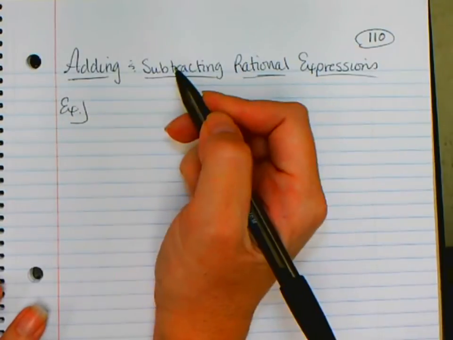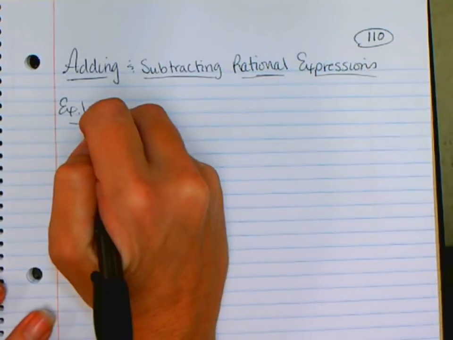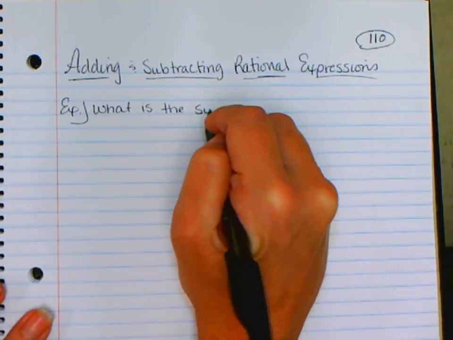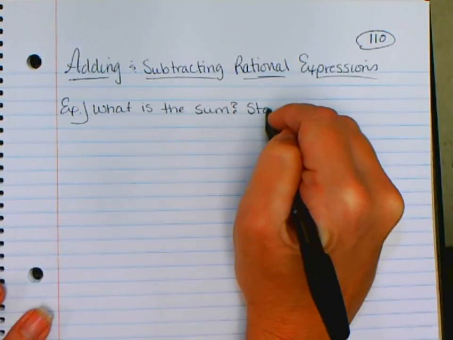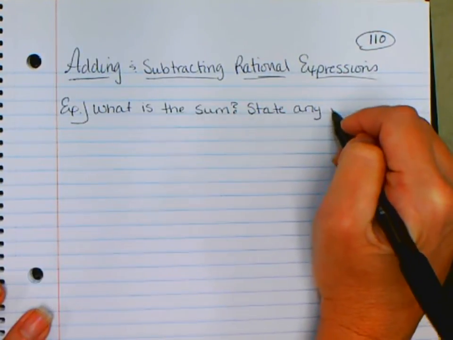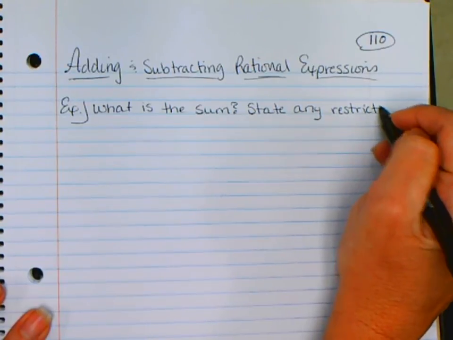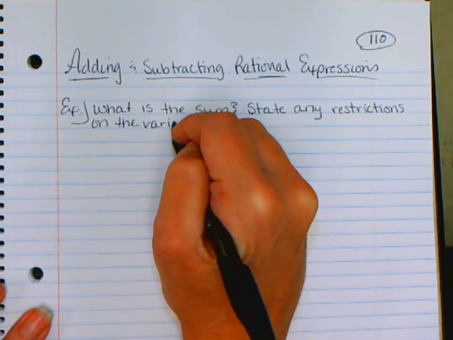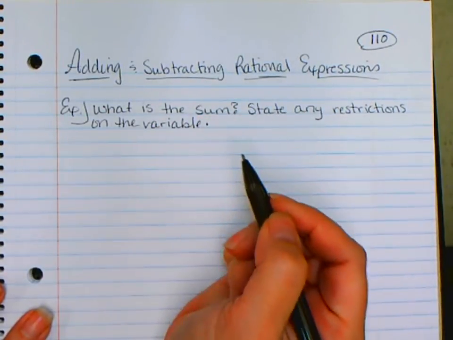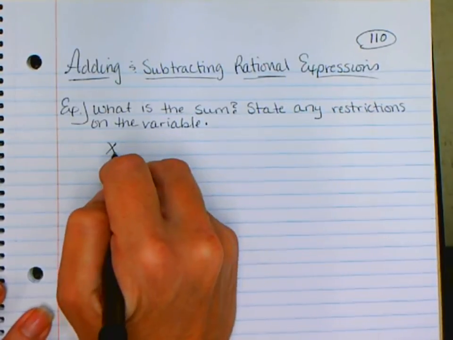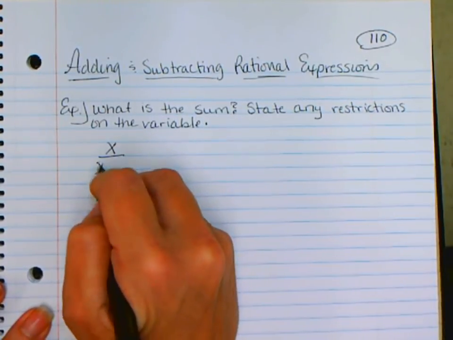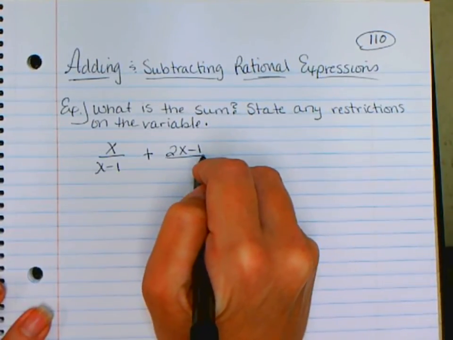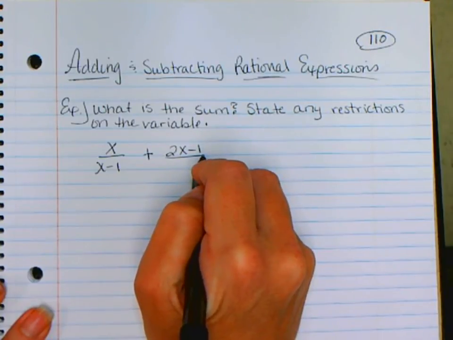My directions say, what is the sum? State any restrictions on the variable. And I have x divided by x minus 1 plus 2x minus 1 divided by x squared minus 3x plus 2.